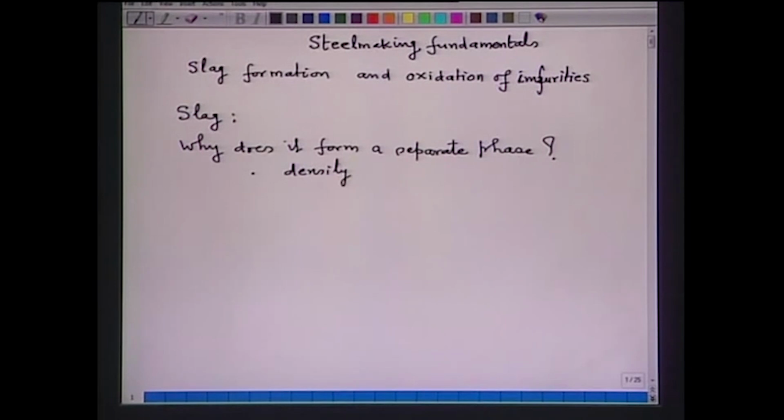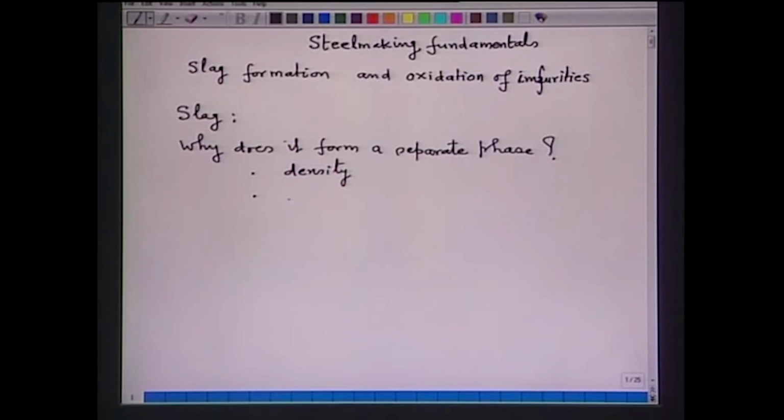The density of slag is smaller than density of liquid steel, and the second reason is that the oxides are immiscible in molten steel. So, the second reason is immiscibility. Density and immiscibility make the slag appear as a separate phase in presence of liquid steel.